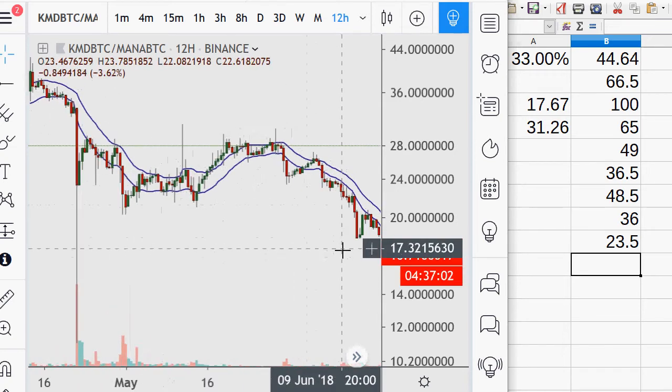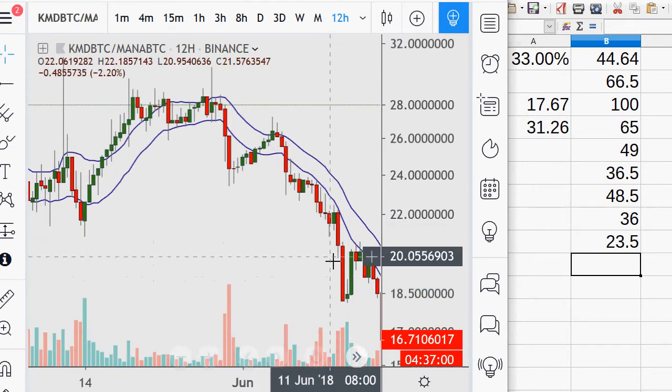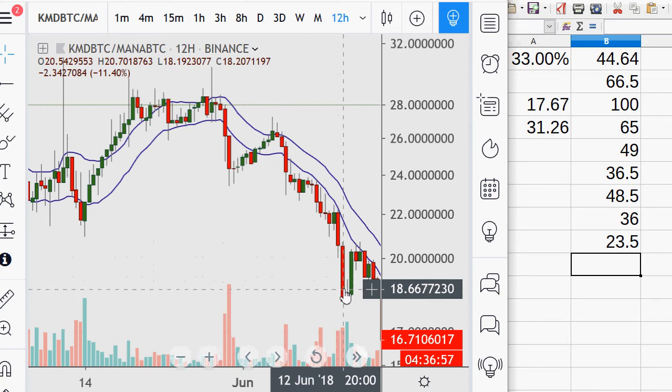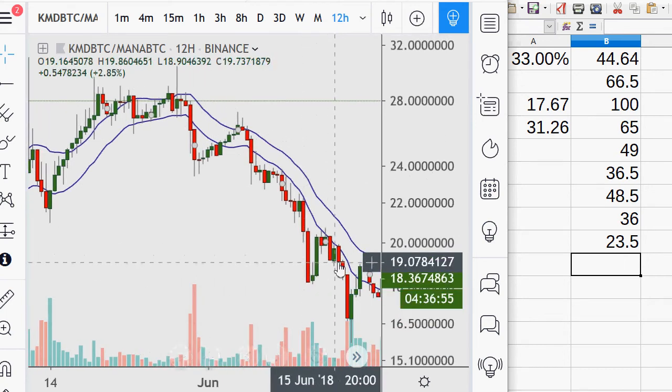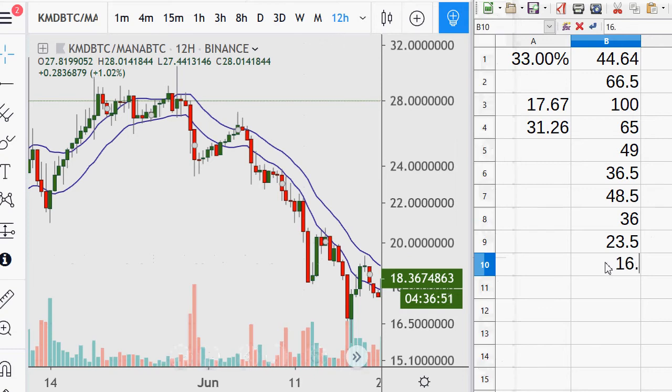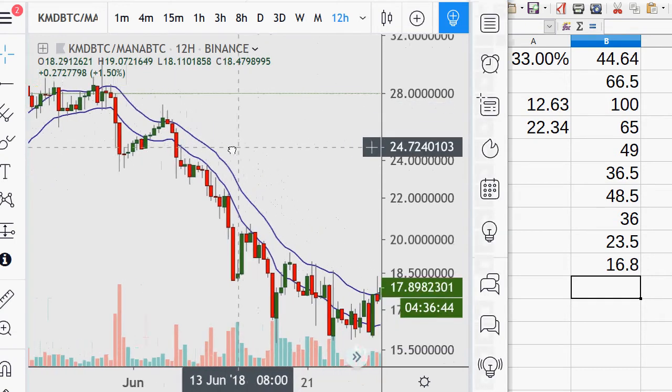What number would we end up getting? This is 1820, so not that. It would be this close. Close of 1671. We'll do 16.8. So we're looking for 12 and a half or 22 and a third.